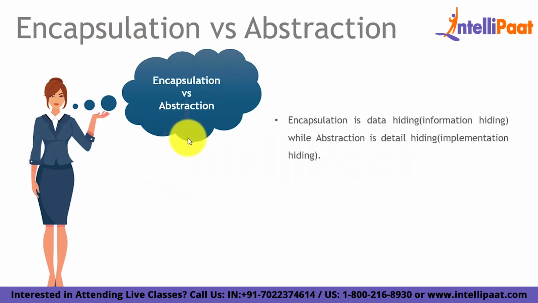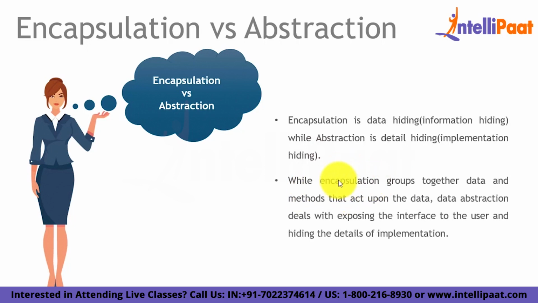Now let us move to the next slide, which is nothing but encapsulation versus abstraction. In short, I'm going to explain the difference between both. Encapsulation we have achieved using the access modifier, whereas abstraction can be achieved by using interfaces. Encapsulation is data hiding, wherein you are going to hide your information, while abstraction is detail hiding. I hope it makes sense after discussing the interfaces. In interface, we are not giving the implementation of the method, we are just declaring the method. Encapsulation groups together data and methods that act upon the data, whereas data abstraction deals with exposing the interface to the user and hiding the details of implementation.